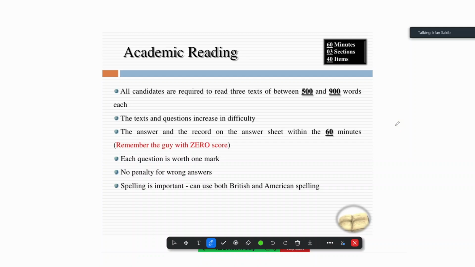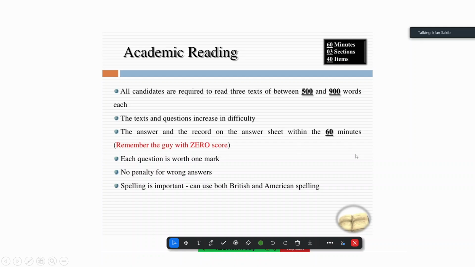Okay, so each question is just 1 mark. There is no penalty. As I said, there is no negative marking. There is no penalty for wrong answers. Spelling is important. If you make a spelling mistake, you will lose marks. But you can use either British or American spelling, but we will not mix them up. We will use either British spelling or American spelling.